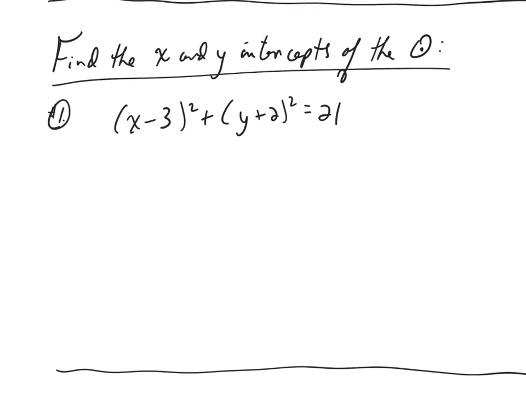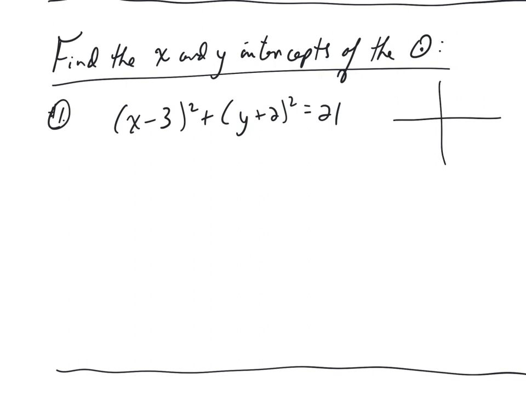Another problem that we're going to be asked to do, and that's helpful, is to be able to find the x and y intercepts of a circle. So as an example, if I give you the equation (x - 3) squared plus (y + 2) squared equals 21, can you find the x and the y intercepts?